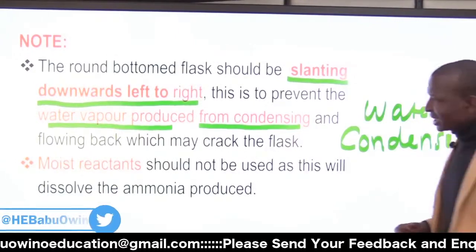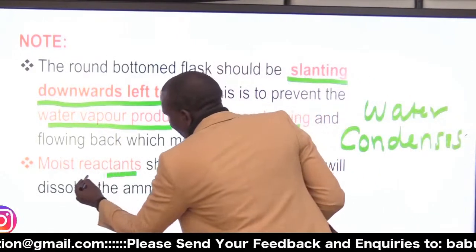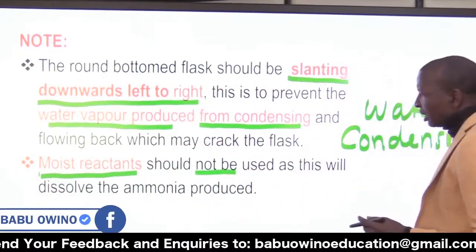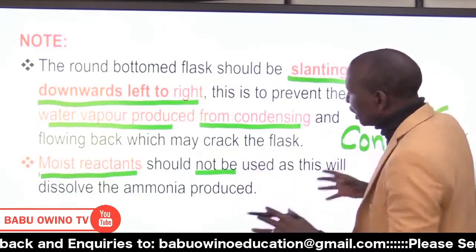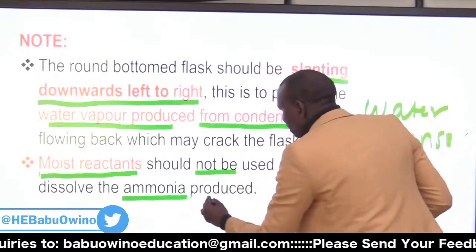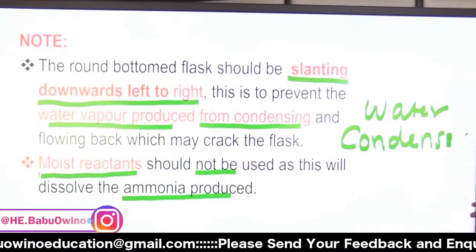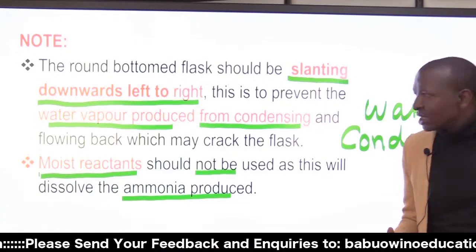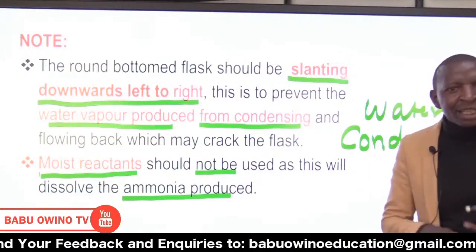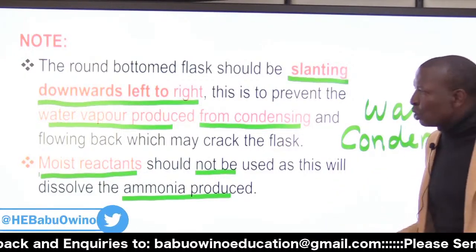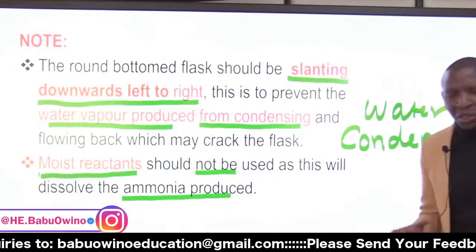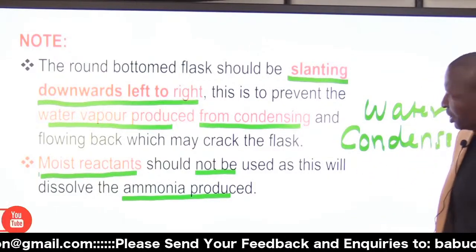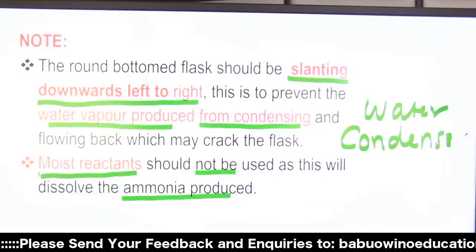Moist reactants should not be used because they will dissolve the ammonia gas produced. Ammonia is very soluble, it's one of the most highly soluble gases ever known. So we cannot use a moist reagent, and that is a precaution. Wherever you are setting up the apparatus must be dry. And number two, moist reactant should never be used because ammonia, being very soluble, will dissolve in the moisture available. Very important for you to be able to capture that.